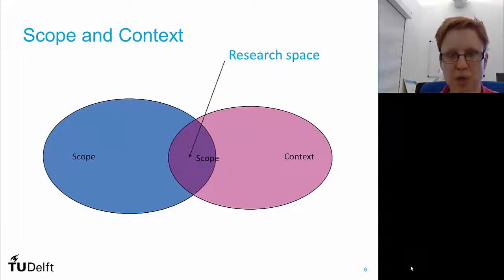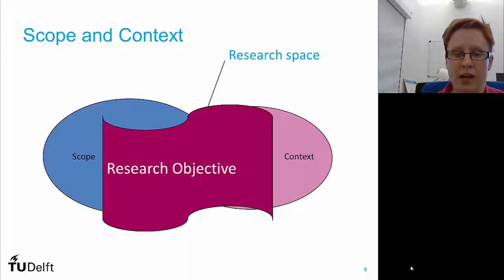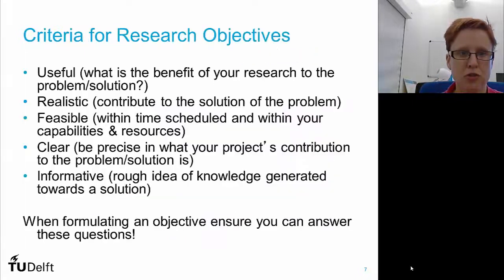And within that research space, so you've limited your scope and your context together, you then have to define what your objective is. What is it that you're going to set out to do for the next 7 to 9 months? This research objective is something that you really need to take some time to formulate, because it really defines your scope, context and the lines within which you need to encapsulate your research.